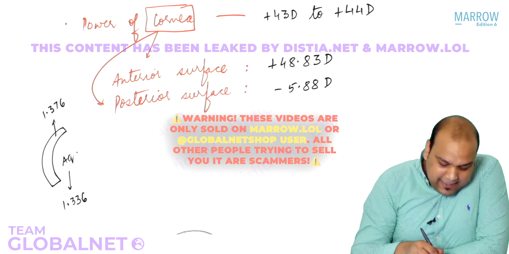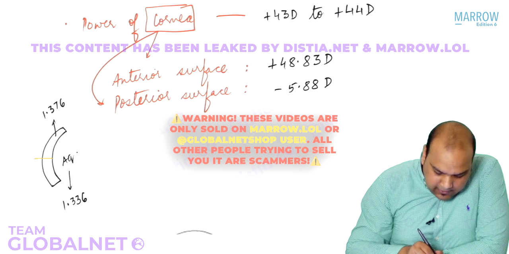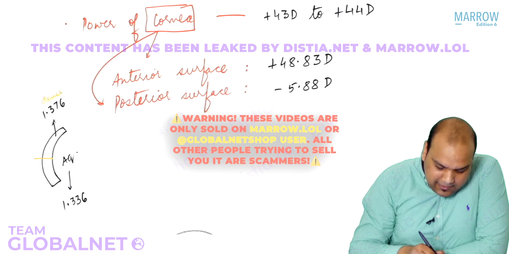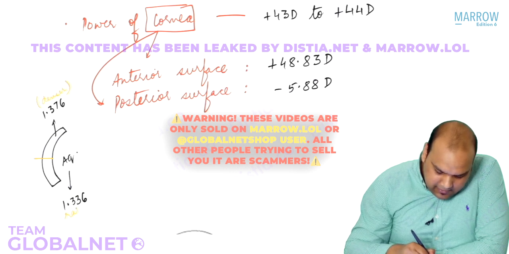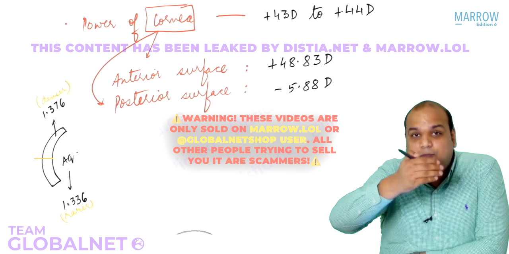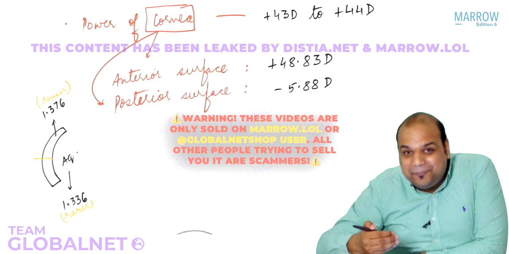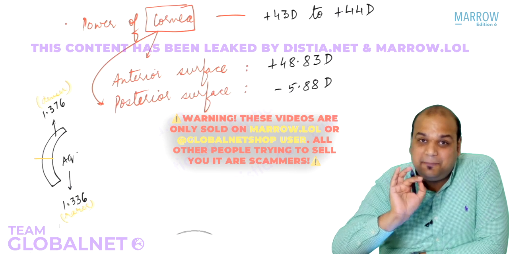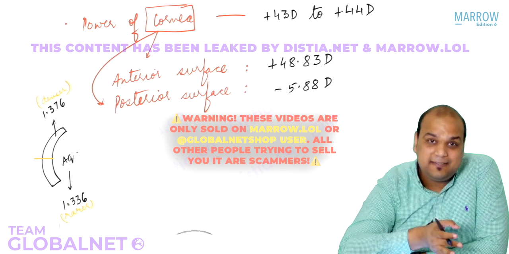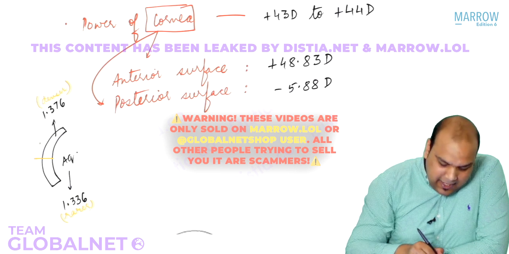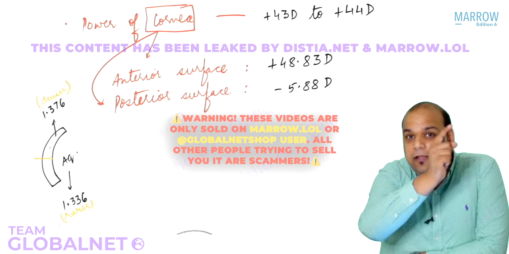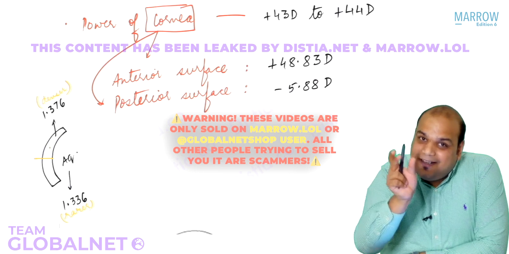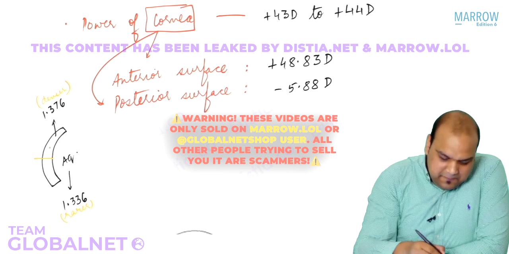So when the light is actually going from the posterior surface into the aqueous, it is going from a denser medium to a rarer medium. From denser to rarer medium, there is always divergence, slight divergence, and that is why the power of the posterior surface of the cornea is in minus. When the light is coming from air into the cornea, it is coming from refractive index 1 to 1.376. That is why the light is converging. I hope you understand this.